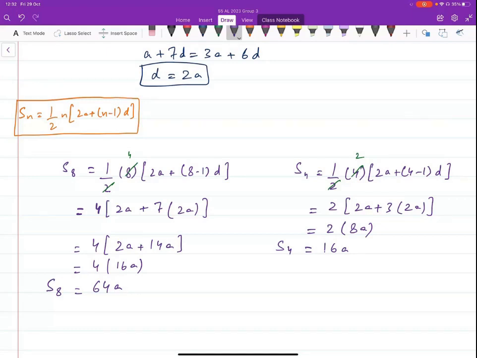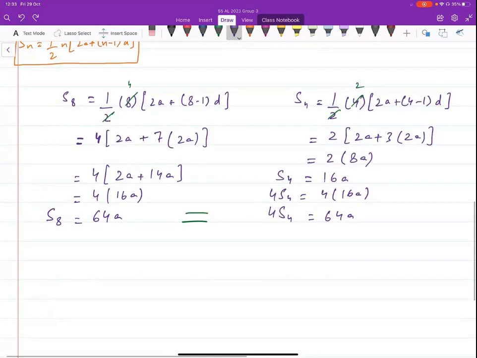अब यहाँ से देख सकते हो. S8 was 64 times A. You can find 4 S4 from here. 4 से multiply करते हैं इसको. What do you get? You get 4 into 16 times A, and that is 64 times A. And they're equal. That's what we have to show. ठीक है. So S8 equals 4 times S4.